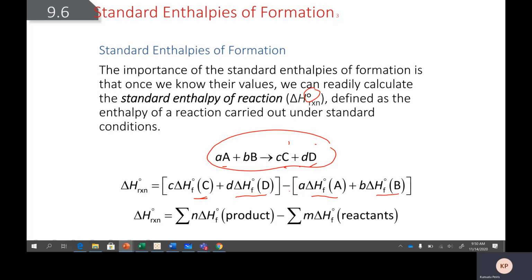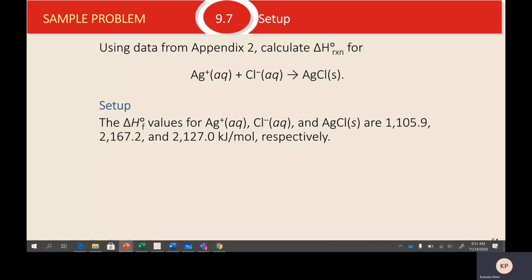So basically, we can calculate the standard enthalpy of a reaction by subtracting the sum of the standard formation enthalpies of reactants from the sum of the standard formation enthalpies of the products. Okay, look at this. We need to find the standard enthalpy of reaction for this one.